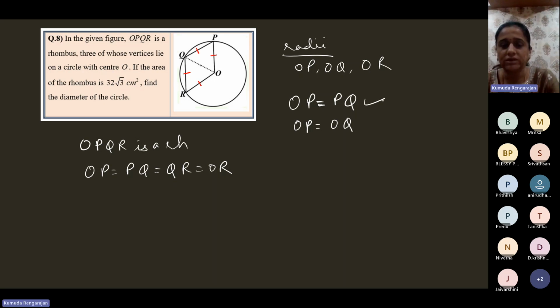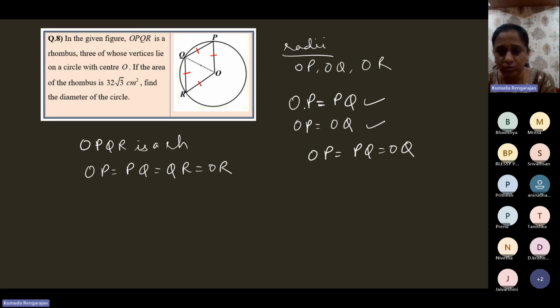Why is OP equal to PQ? Because in a rhombus, all sides are equal. But why is OP equal to OQ? Radii of the same circle. So when you compare these two results, OP is equal to PQ is equal to OQ. All the three are equal.